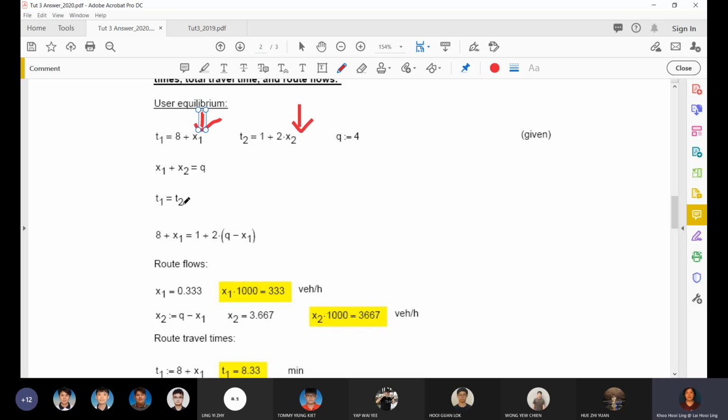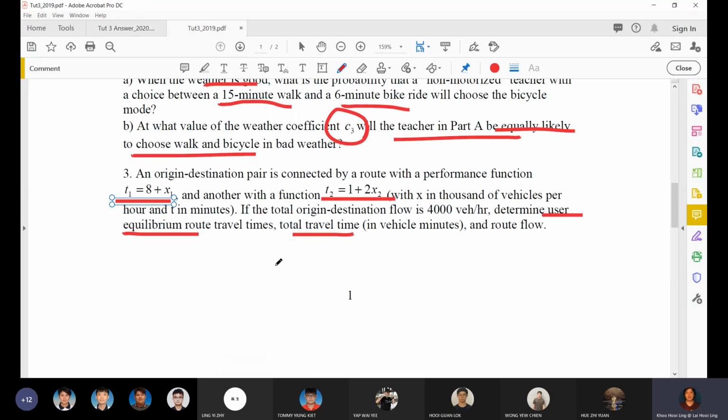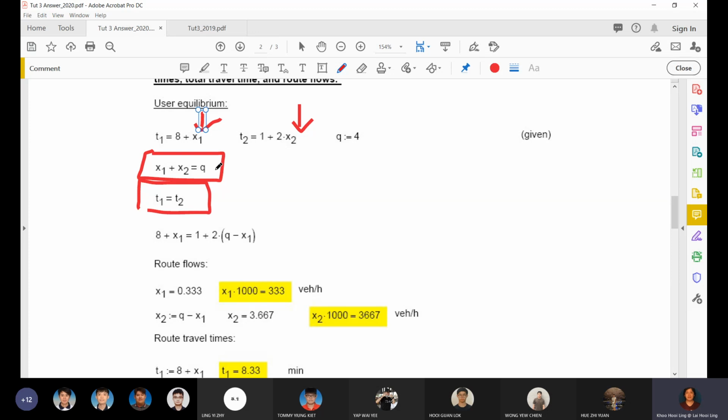And according to the Wardrop principle of user equilibrium, T1 is equal to T2 at equilibrium. That is very important for us to know. Okay, T1 equals to T2 at equilibrium. And based on the flow conservation equation, x1 plus x2 is equal to Q. Q here is given in the question already. It's 4,000 vehicles per hour. So your Q is 4,000.